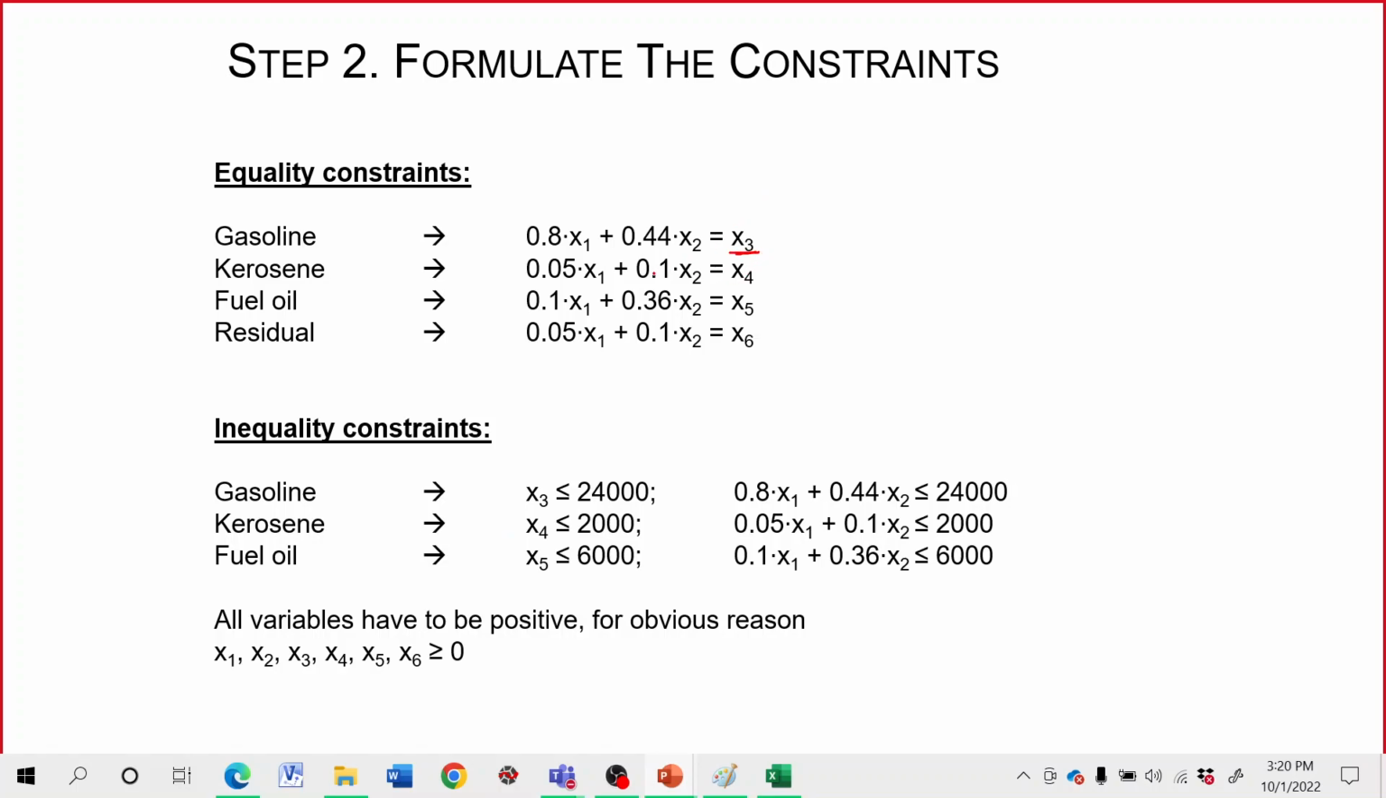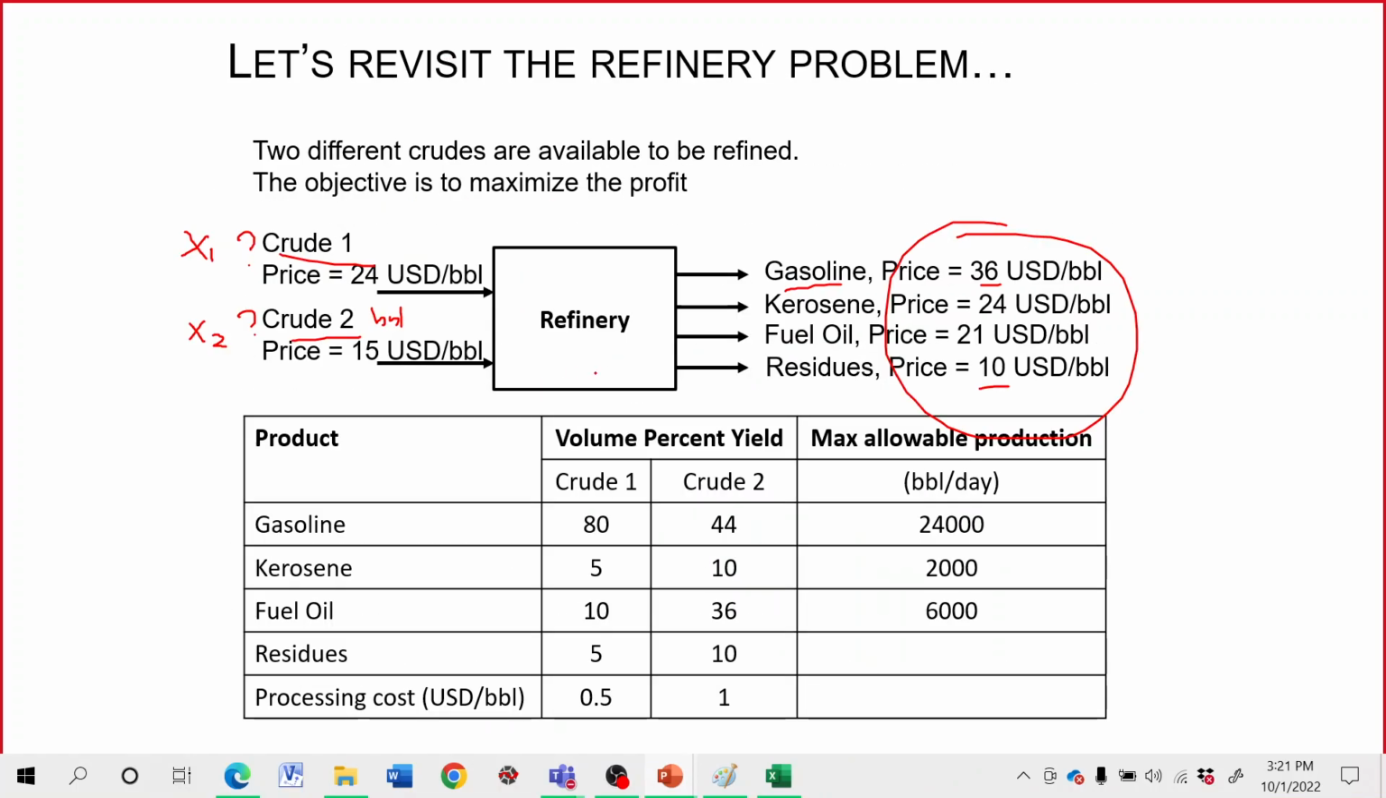If, for example, we don't use x2, we don't use crude 2, then the amount of gasoline is left with 0.8 of crude 1. The other way around, if we don't use crude 1, we are only producing gasoline using crude 2, so the amount of gasoline produced is 0.44 x2. That is as simple as that. Then we do the same for the kerosene, fuel oil, and diesel using this table.